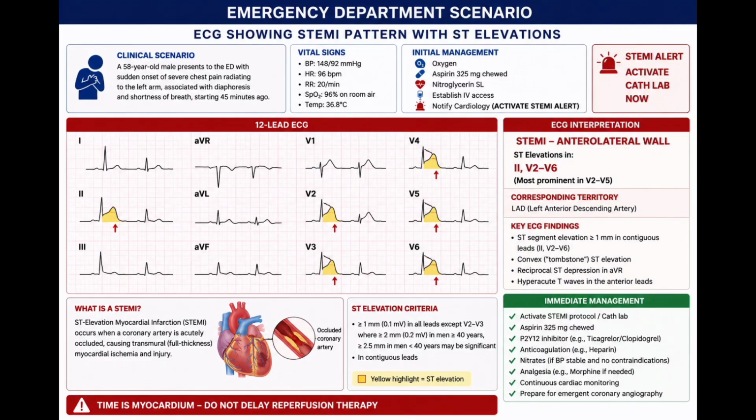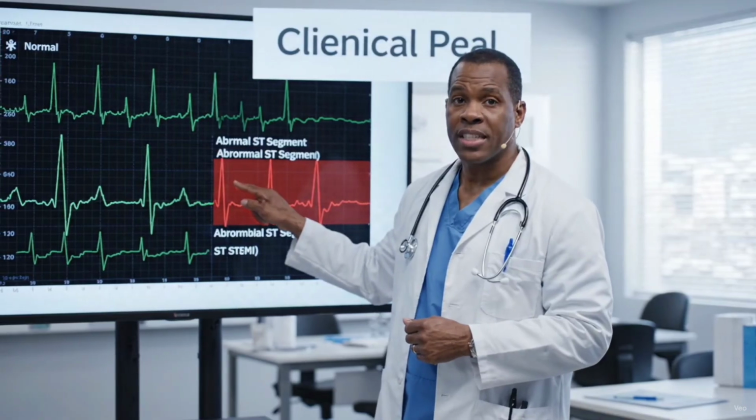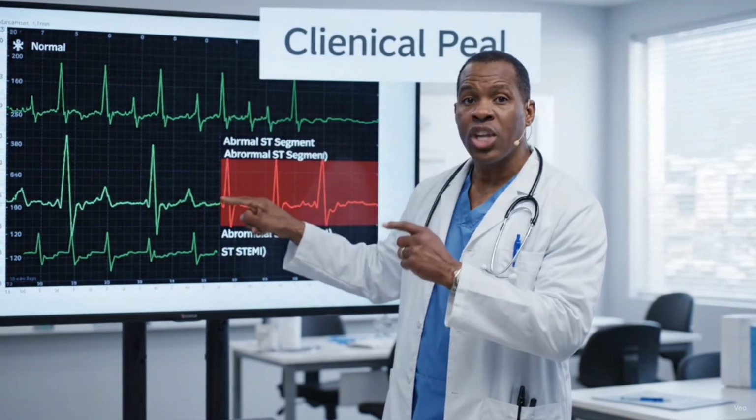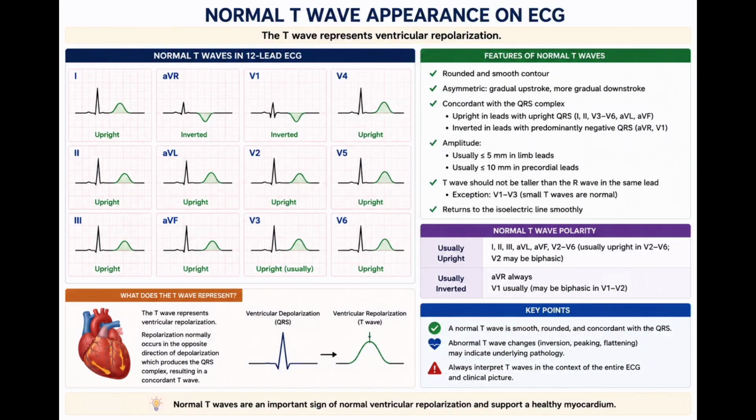This ECG demonstrates classic ST elevation consistent with acute myocardial infarction. This ECG demonstrates ST depression suggestive of myocardial ischemia. The clinical pearl is this: always check every ST segment for abnormalities.